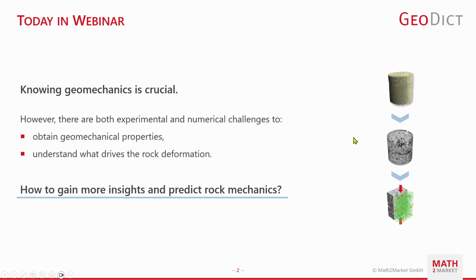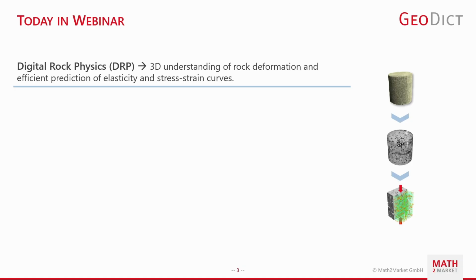So one question is often raised, which is how to actually gain more insights and predict rock mechanics. So see what actually goes on and understand how this could be extrapolated to reservoir production. One hypothesis is that digital rock physics definitely helps with the understanding and visualization of such processes, showing the rock deformation taking place in 3D and efficiently predicting both the elasticity and stress-strain curves and their mineral failure.